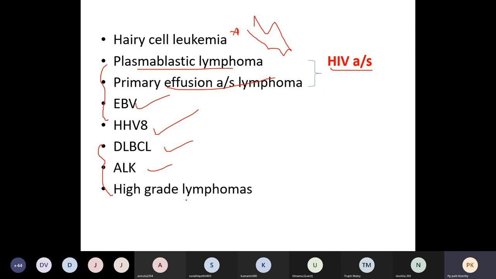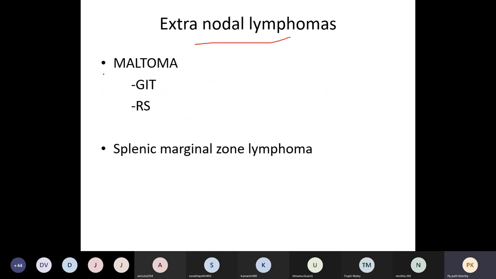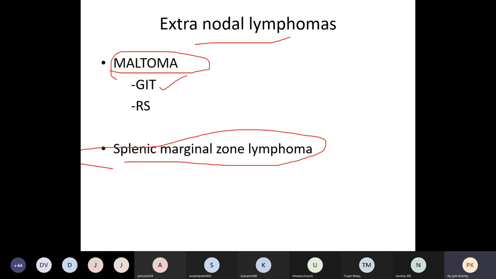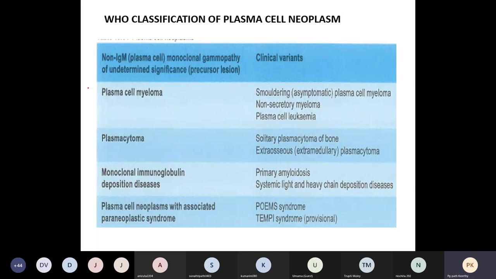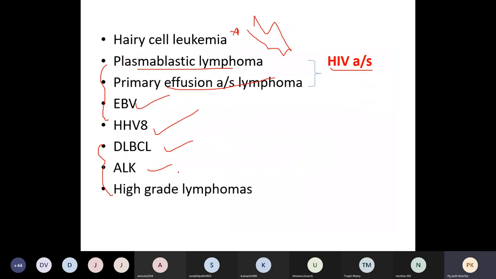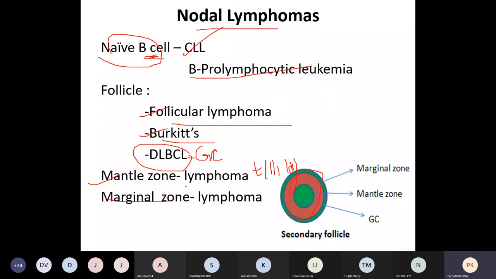Now coming to extranodal. What is there in extranodal? One is the MALToma, and one is splenic marginal zone lymphoma. MALToma can occur in the GIT, respiratory tract, etc. The last one is plasma cell neoplasm. We already had a class on this, so I don't want to touch it. So this is the general approach. Anybody who wants to repeat or revise classification of lymphomas? Easy, no? Super easy. Okay.